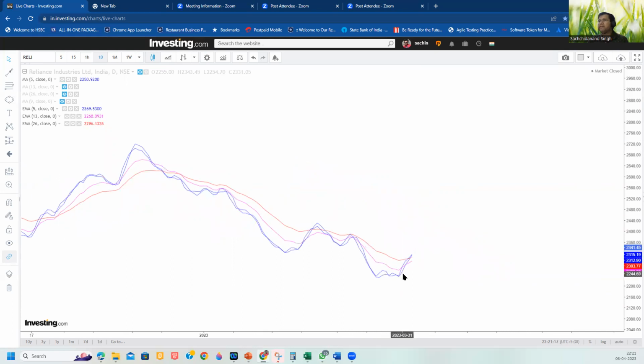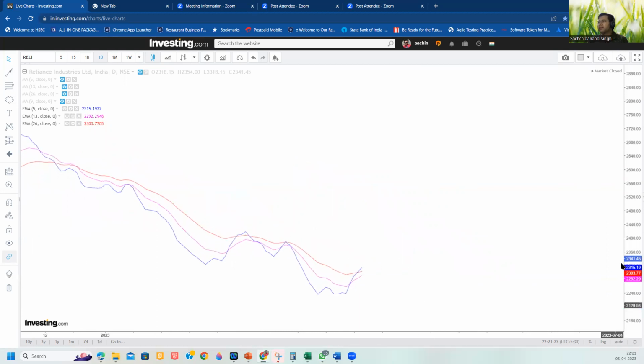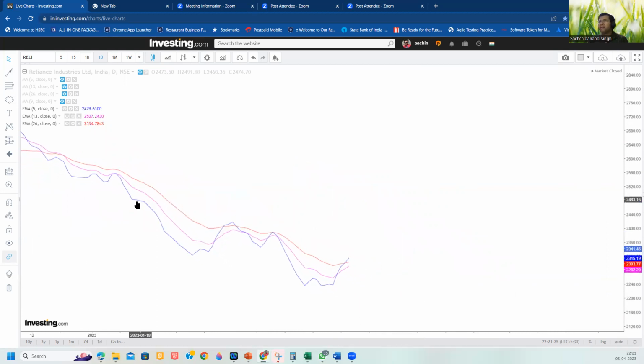If you look here, these are three EMAs, 5, 13, and 26, and the positive crossover already happened here. So if Reliance is one of your favorite stocks, you are free to take your decision based on today's learning. I have shared the knowledge. Now it is your call to take the decision.